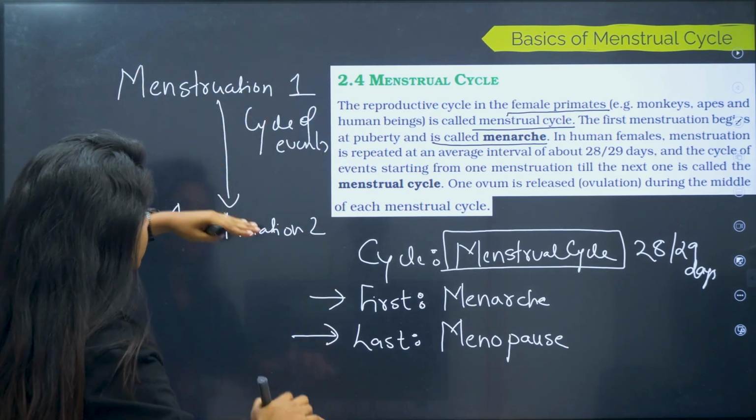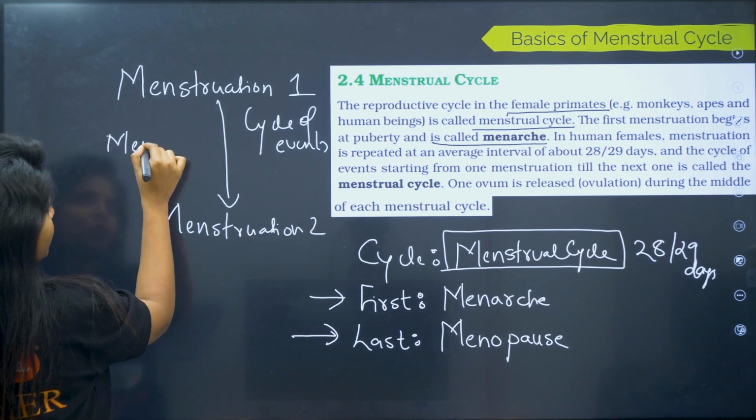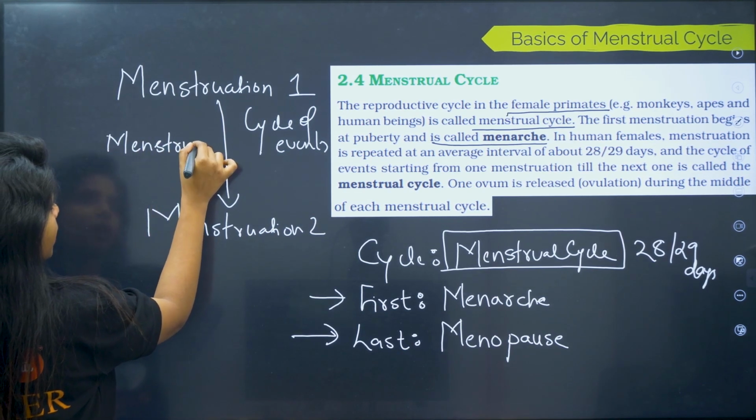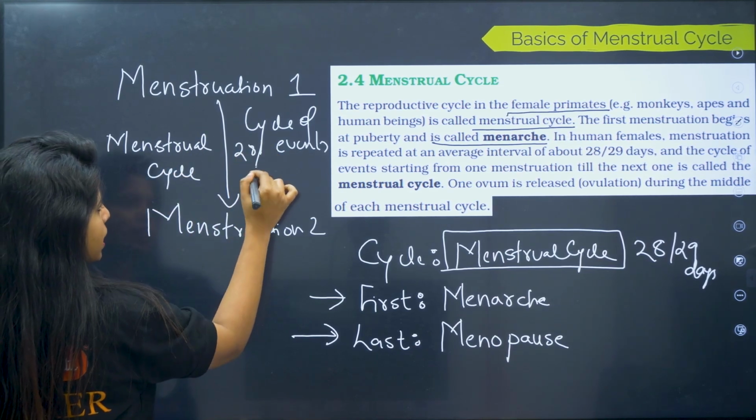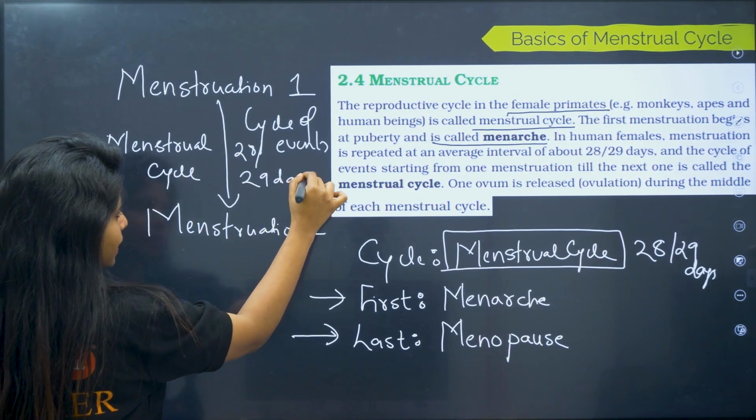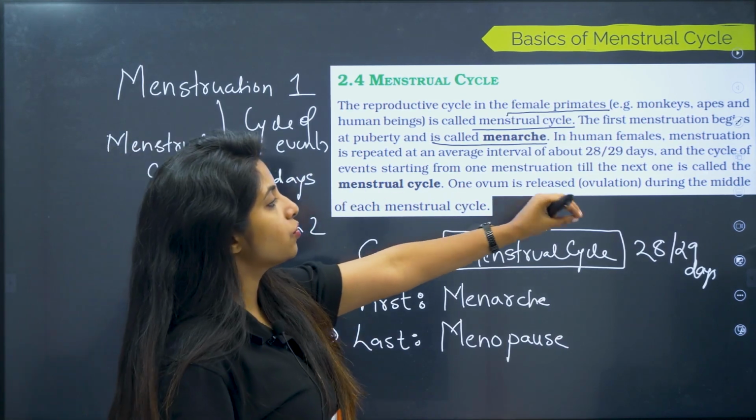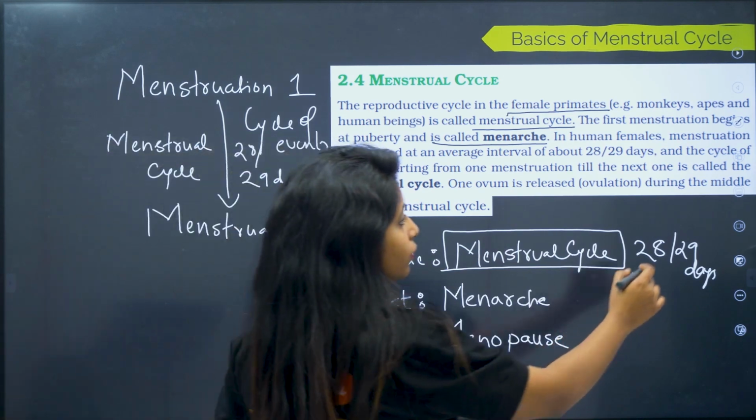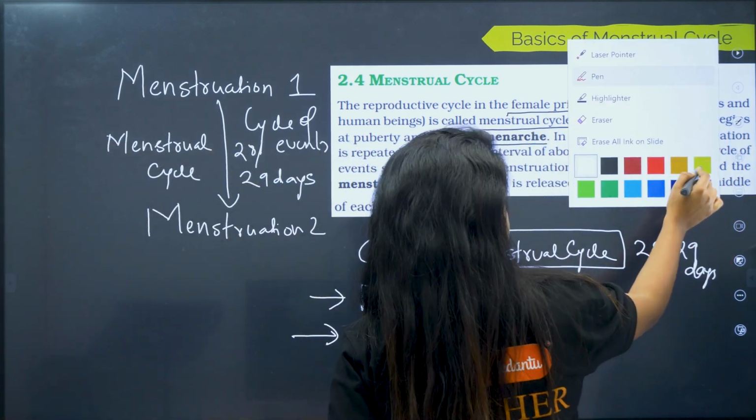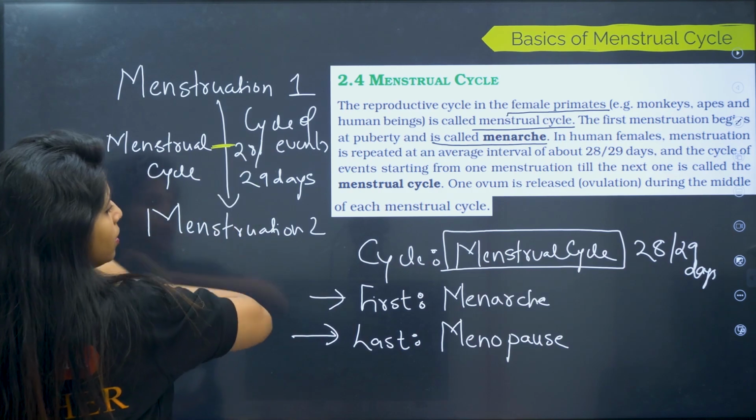So this whole cycle in total, what do you call this particular cycle? You call it the menstrual cycle. And what is the duration? Almost 28 to 29 days. Am I clear with this? Okay. One ovum is released during the middle of each menstrual cycle. One more piece of information that they are giving you is that there is one ovum that is released in between each cycle.